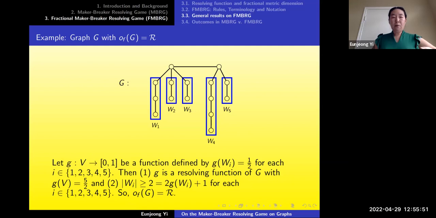Further, the second part is important. The cardinality of Wi for each i is at least twice g of Wi, which is 1/2, so 2 times 1/2 plus 1, so at least 2. This is the demonstration of the complicated-looking result earlier: if you have enough vertices in certain ways that form some minimum resolving function for each block, and enough vertices for each block, then it guarantees that the fractional maker-breaker resolving game outcome is that the resolver always wins. So that's the demonstration. Next.